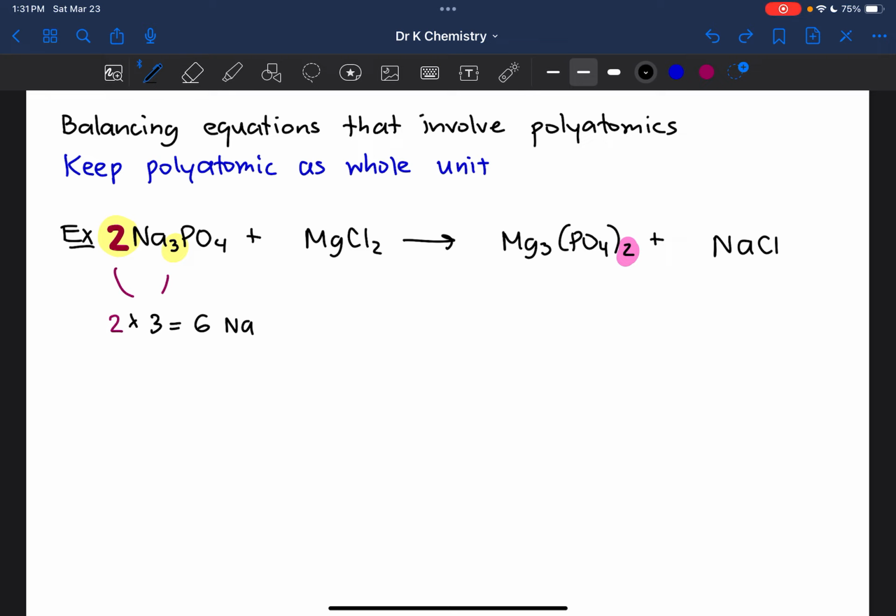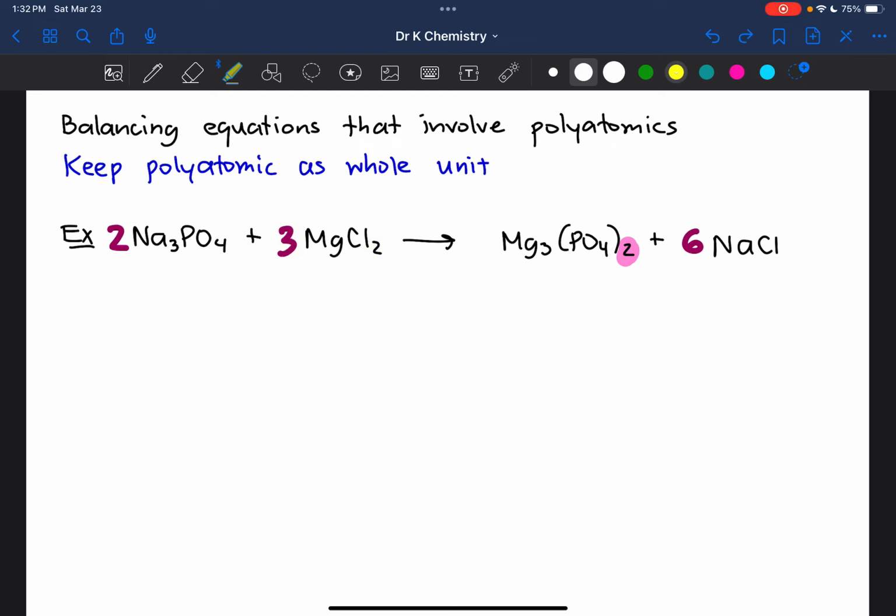Well, if we want to turn that into 6 of them, we're going to have to put a coefficient of 6 in the front. And that is also going to multiply the chloride. Now we have 6 chlorides on the right. If we look at the left side of the equation, we see that here we have 2 chlorides. So if we have 2 of them on the left and 6 of them on the right, that means we have to multiply the magnesium chloride on the left by 3, because that is going to give us 3 times 2, 6 chlorides.